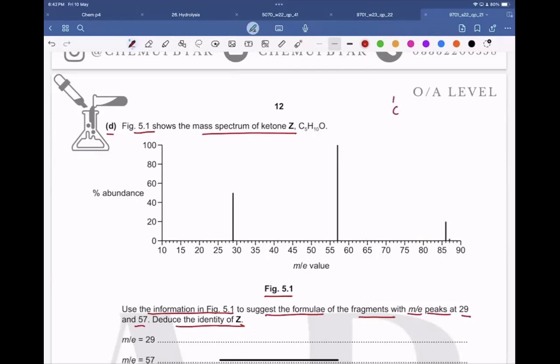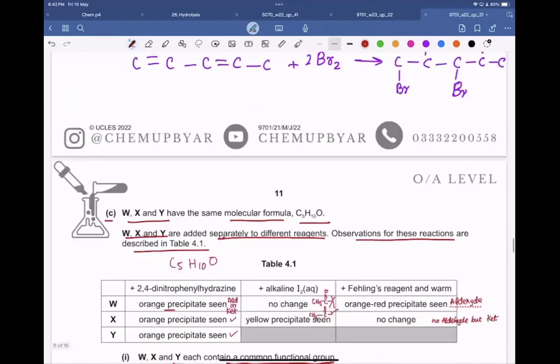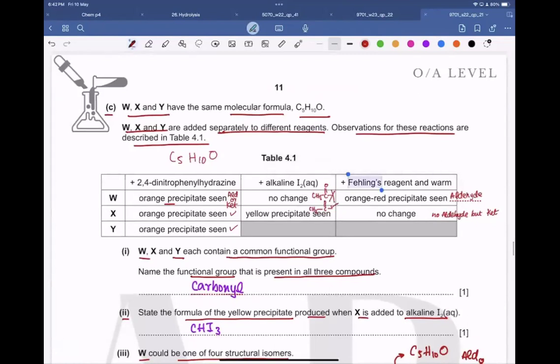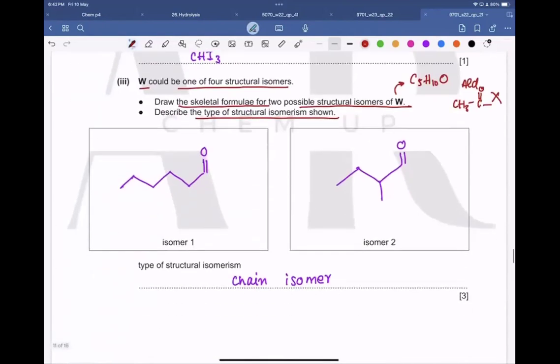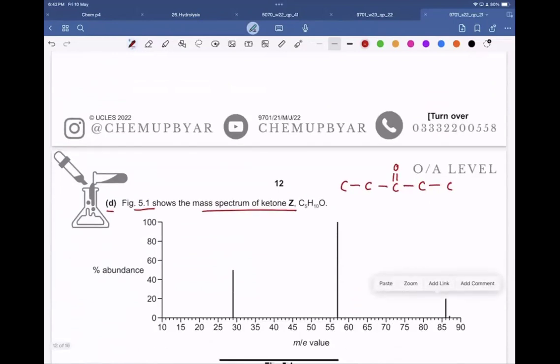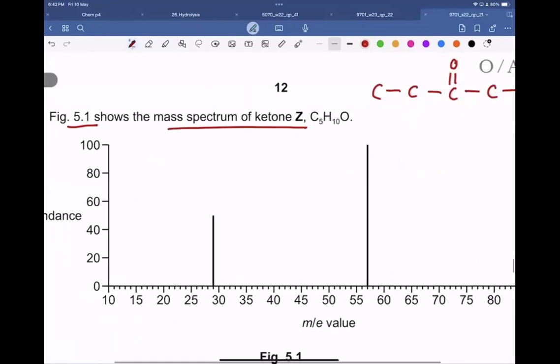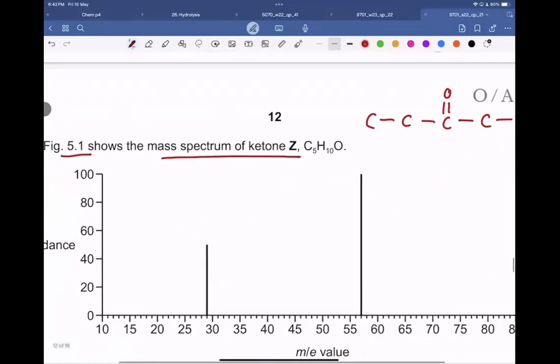Okay, Z is a ketone, so there is a C double bond O and possibly 5 carbons. But if you see, we are getting one fragment at 57, right? And the other fragment at 29. So I have to identify them.